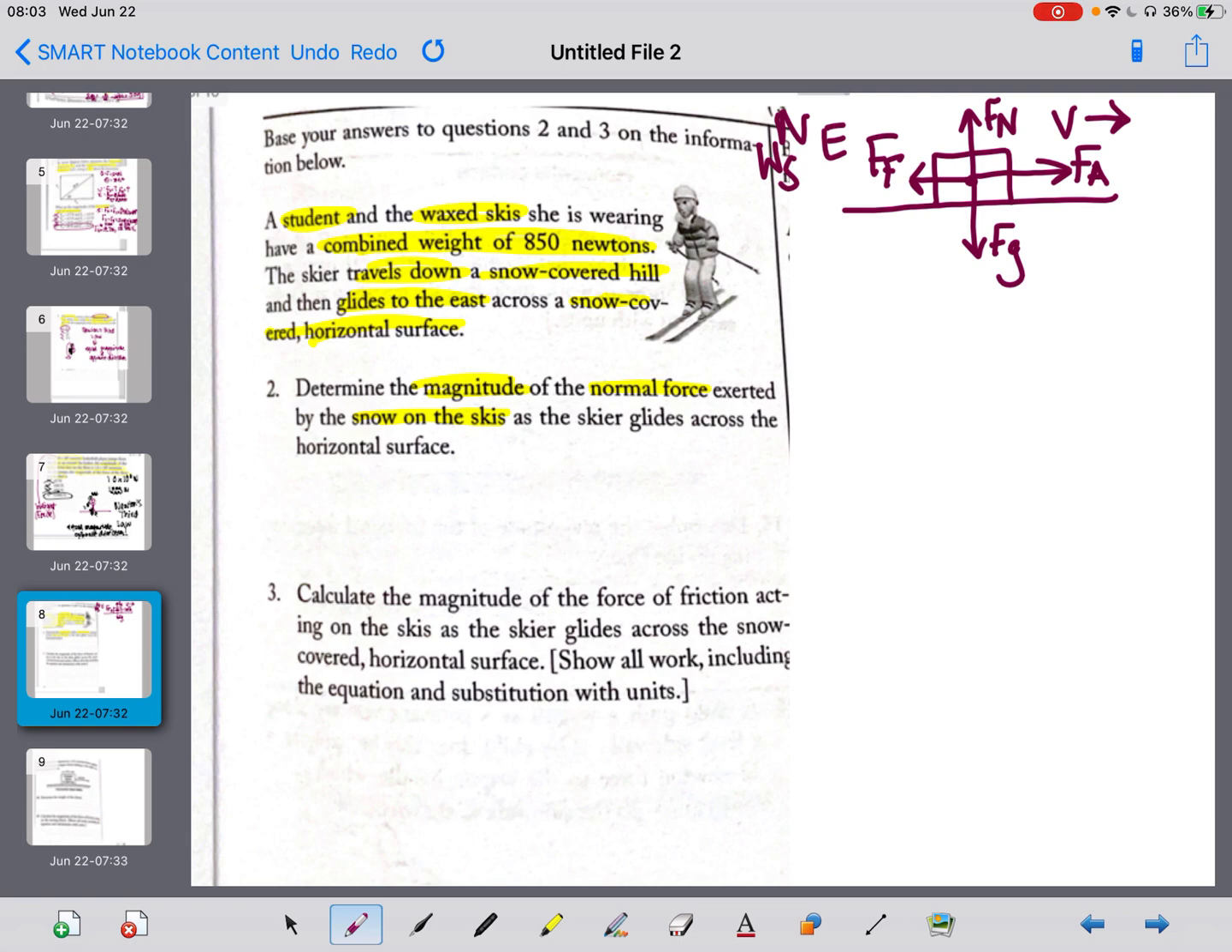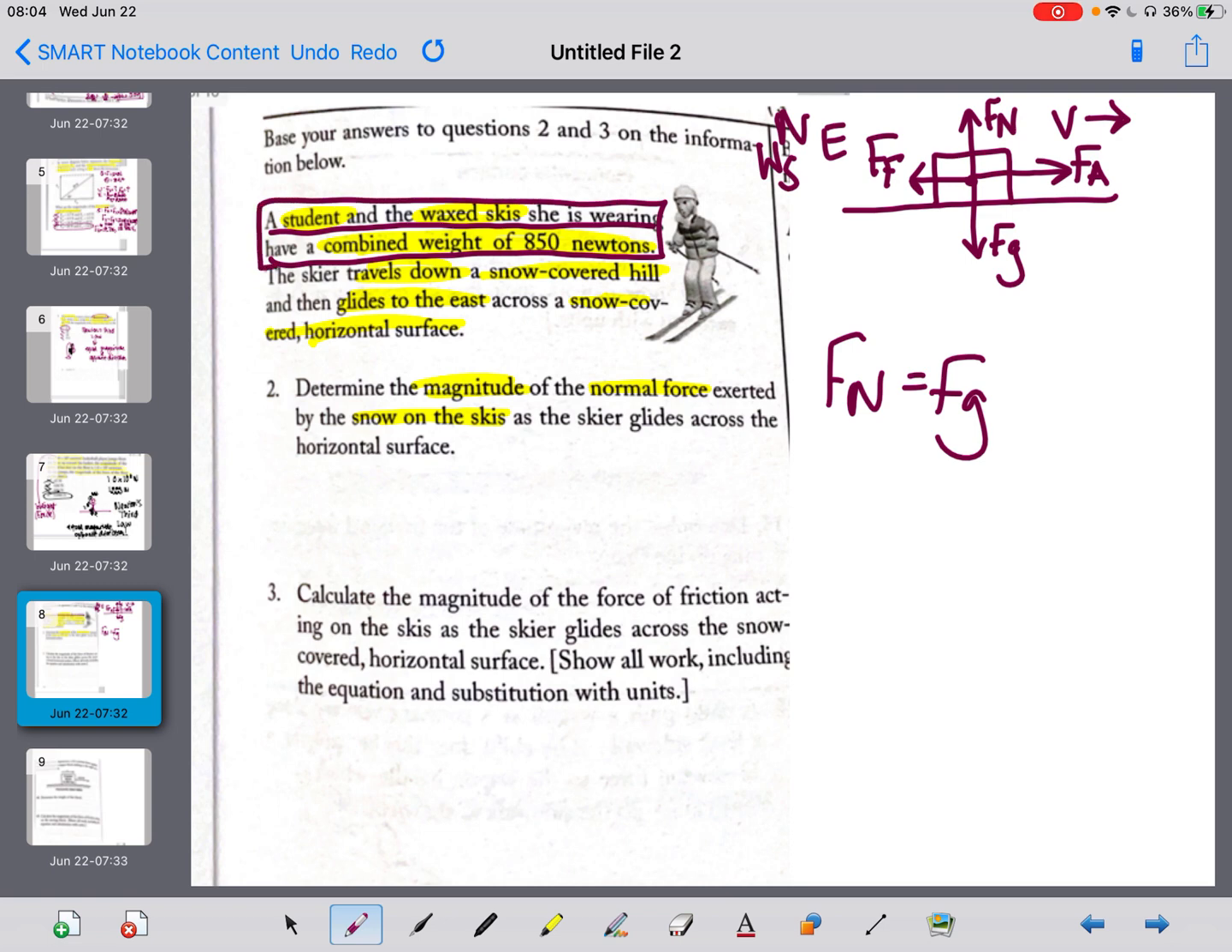So now they're saying determine the normal force. If you look at this diagram that I drew, we can say that the normal force, Fn, is equal to my force of gravity. So how is that helpful for us? Well, if you go back into the reading, it says a student and the wax skis she is wearing have a combined weight of 850 newtons. So they basically tell you the information right there. That's the answer. My normal force is equal to my force of gravity, and that is equal to 850 newtons. So this would really be a 1-point question because they're going to ask you to pull it out right from the reading.